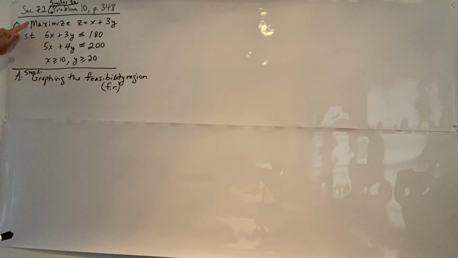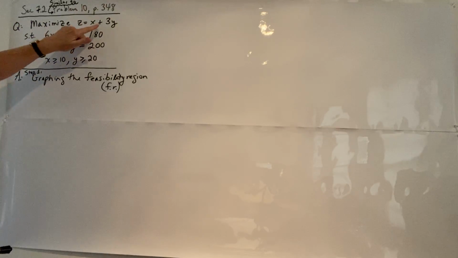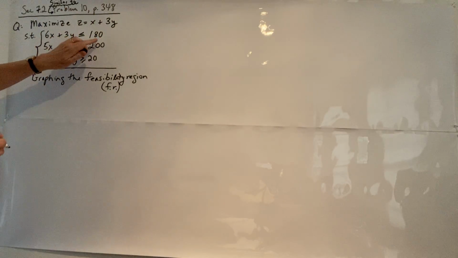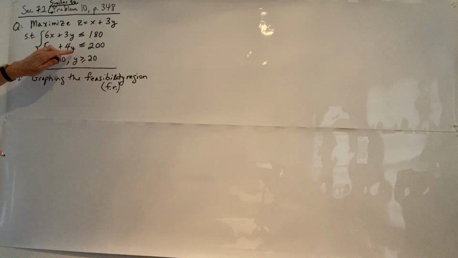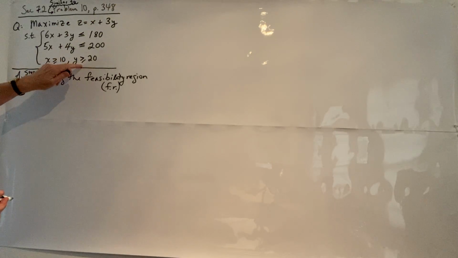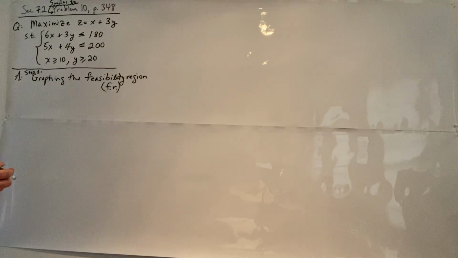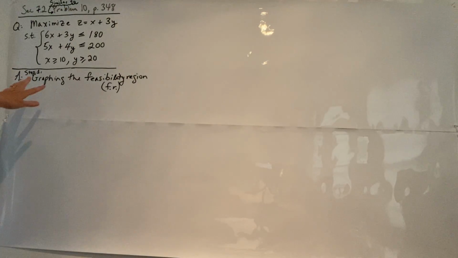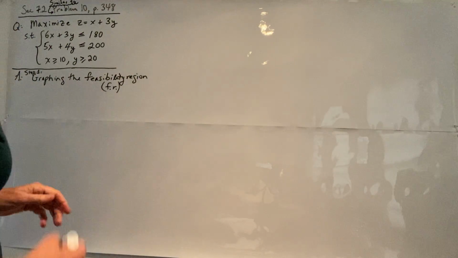So it says we're going to maximize z equal to x plus 3y, subject to these constraints. 6x plus 3y is less than or equal to 180, 5x plus 4y is less than or equal to 200, x should be greater than or equal to 10, which is kind of different, and y should be greater than or equal to 20. So not just the first quadrant, right? So graphing the feasibility region is going to be the first step, right?